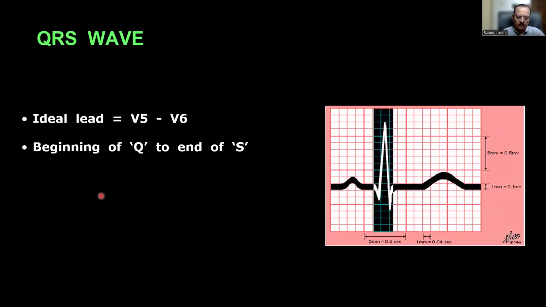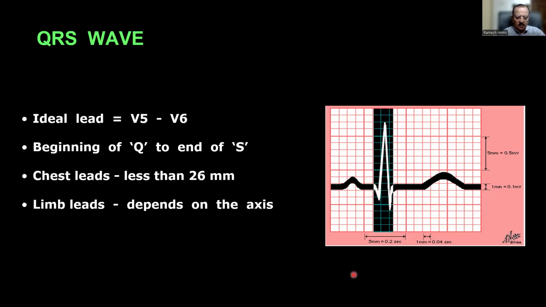How you measure is from the beginning of the Q wave, not from here. You must start from here, the beginning of the Q wave to the end of the S wave. That is how you must measure the width, beginning to the end. And how do you measure the amplitude? From the baseline to the tip of the QRS wave. This is the amplitude, from the baseline to the height. The duration is the beginning of the Q wave to the end of the S wave. Okay, this is the normal QRS.